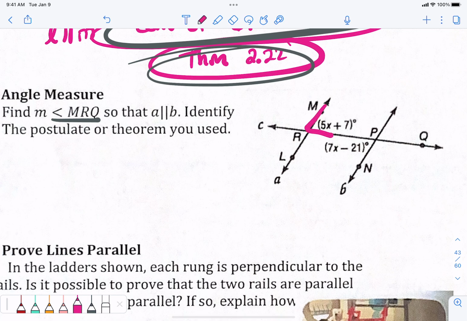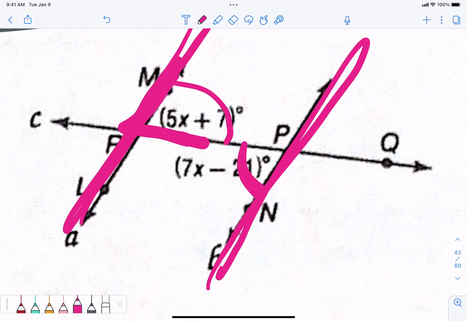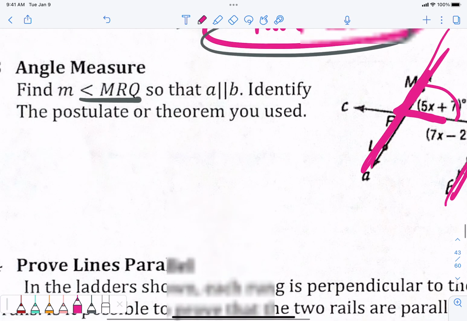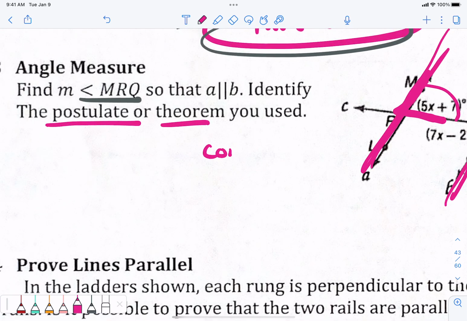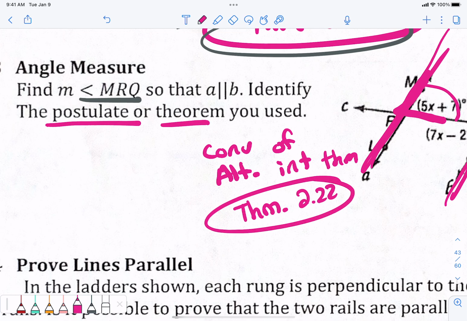Find the measure of angle MRQ. MRQ is this one right here, that angle labeled 5x plus 7. We want these two lines, A and B, to be parallel to each other. They give me another angle, and it is this one right here. If those two lines are parallel, they're equal to each other, and those are alternate interior. So the postulate or theorem you used is the converse of the alternate interior theorem, or theorem 222 again. Either one of those you can put down.